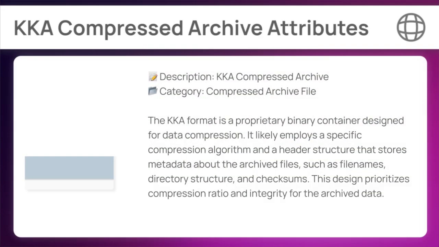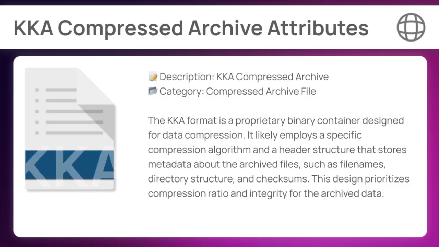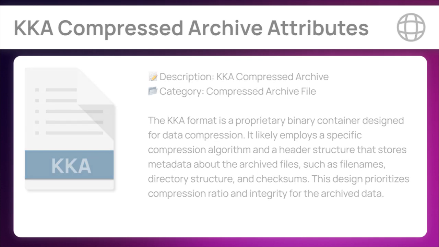The KKA format is a proprietary binary container designed for data compression. It likely employs a specific compression algorithm and a header structure that stores metadata about the archive files, such as file names, directory structure, and checksums. This design prioritizes compression ratio and integrity for the archived data.